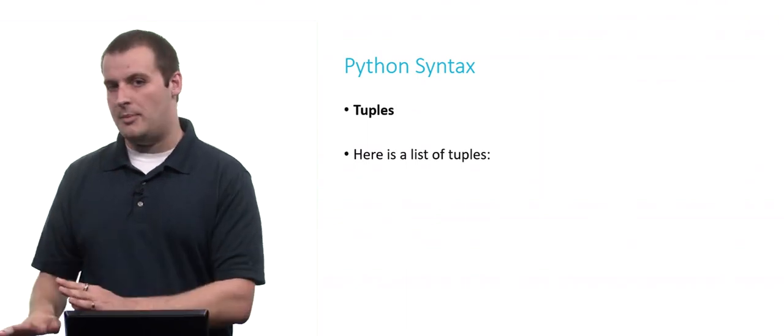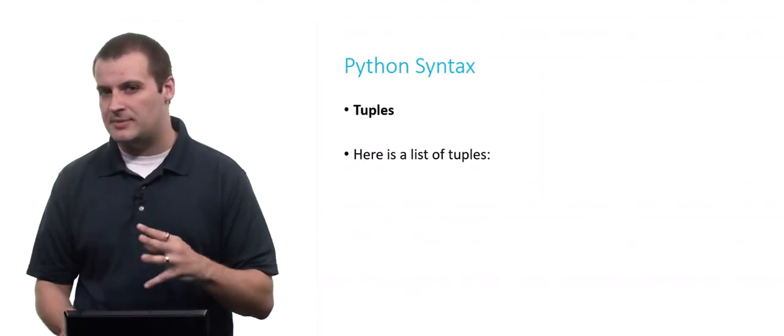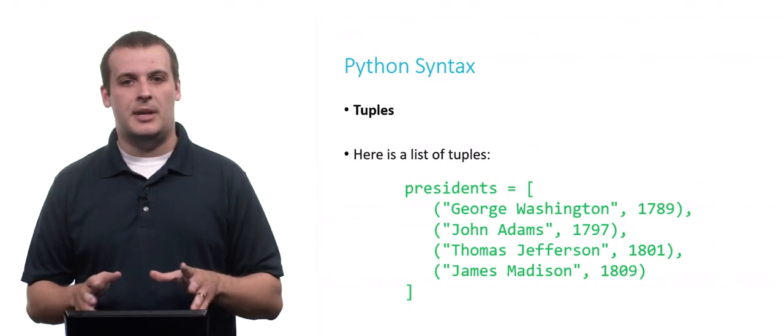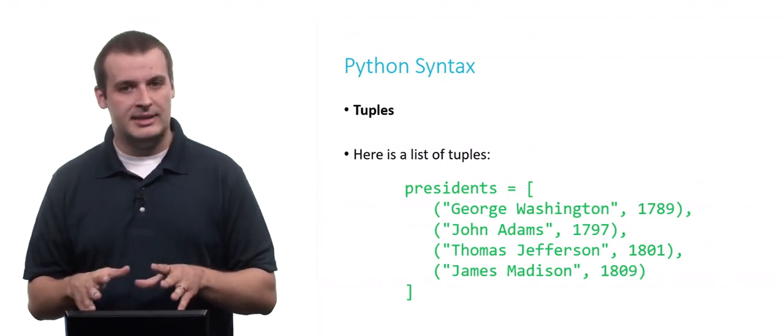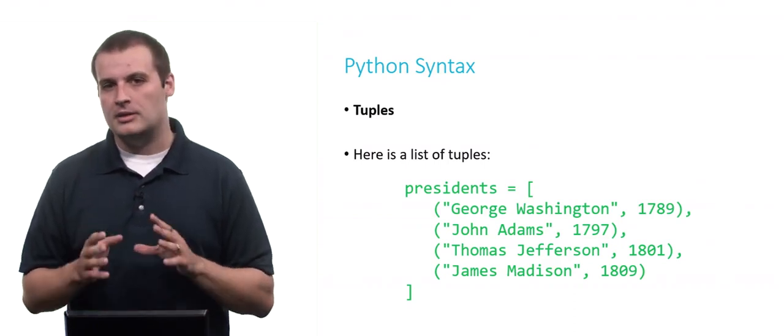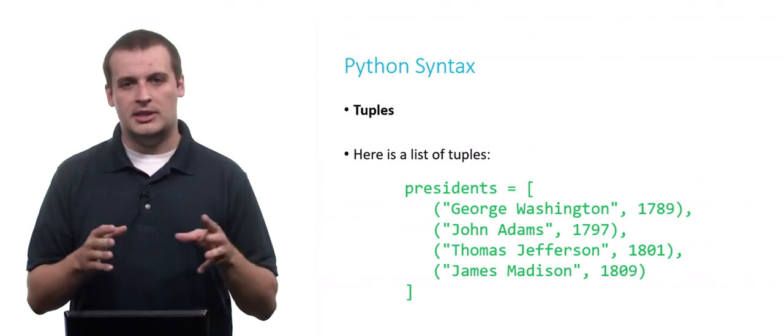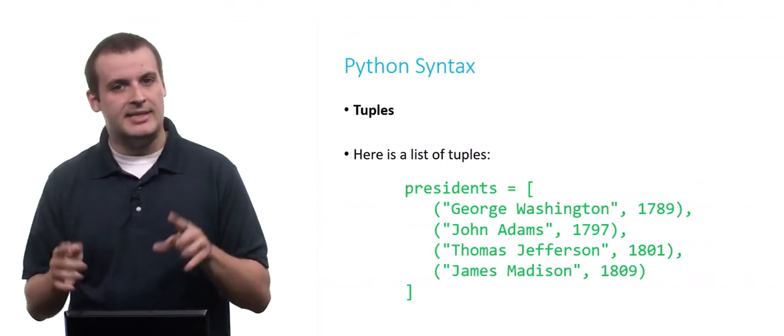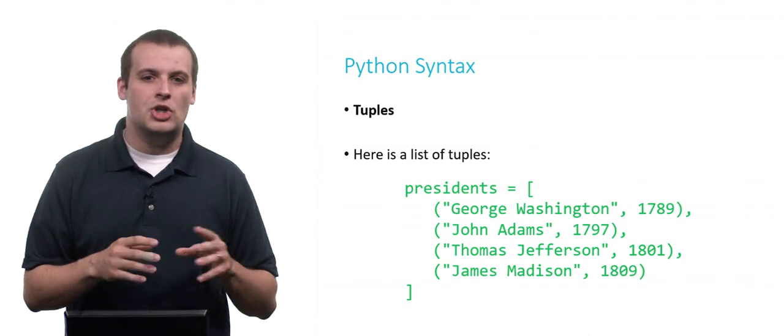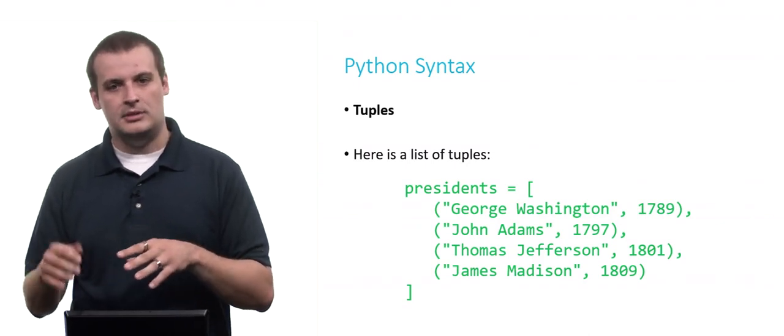So here, for example, is a list, which we just talked about, of tuples. So we're mixing these two concepts together here. Here is a list of tuples. This is a list called presidents that contains 4 tuples. George Washington, comma, 1789 in parentheses. That's how we indicate a tuple. John Adams, comma, 1797, and so on and so on.